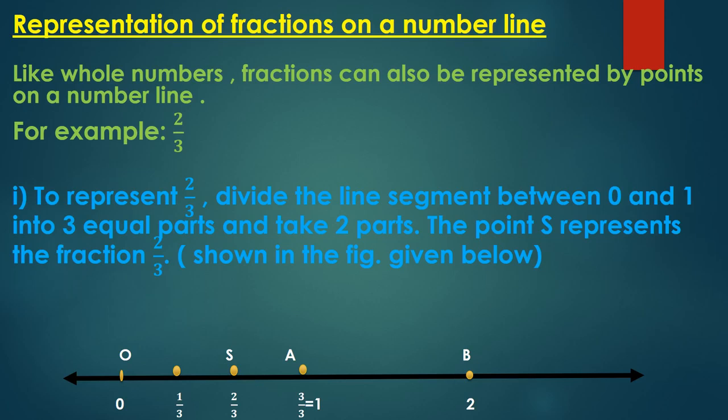Why are we dividing it into 3 equal parts? Because our denominator is 3 and denominator means total number of parts. So we have to divide it in 3 parts, and out of these 3 parts we have to take 2 parts. Numerator is 2. So first part is 1 upon 3, second is 2 upon 3 and the third is 3 upon 3 which is equal to 1. So now we want 2 upon 3, so the point S represents the fraction 2 upon 3.